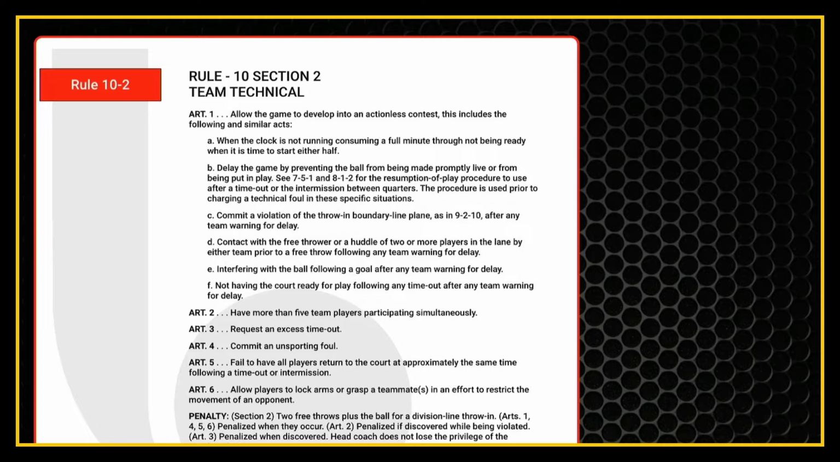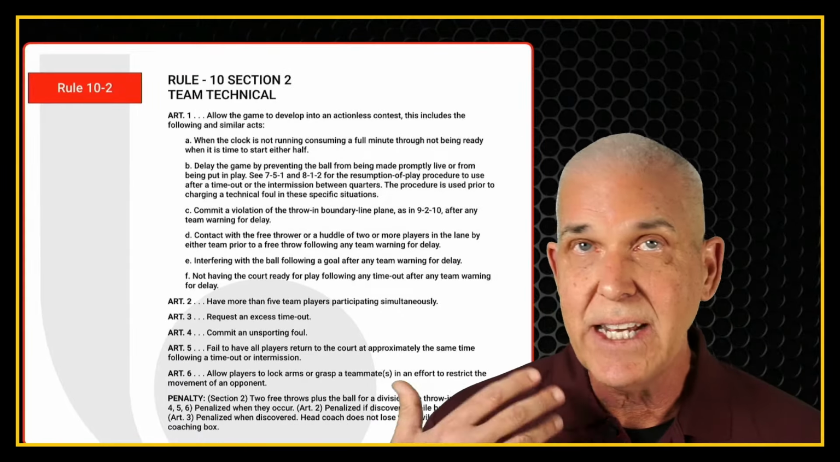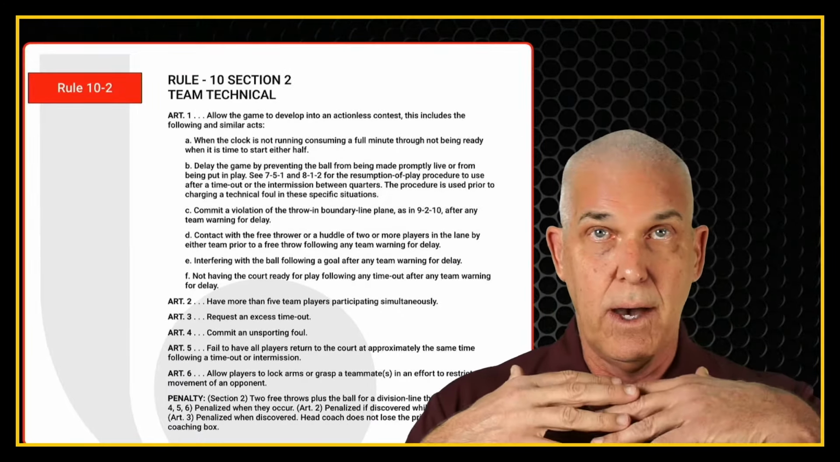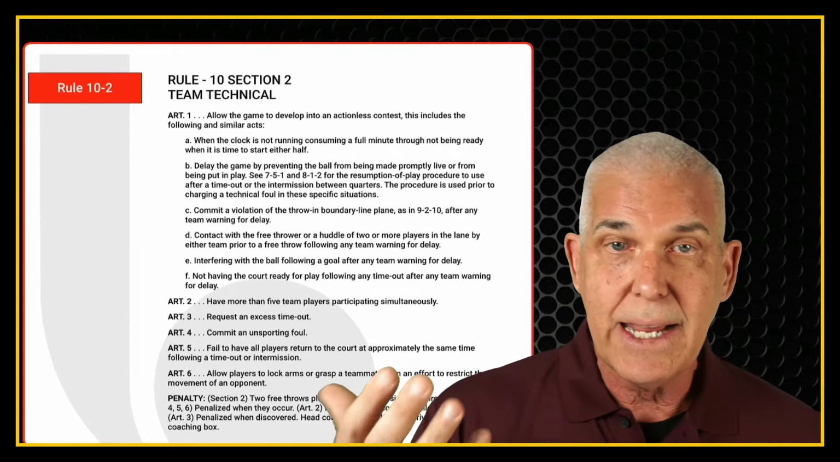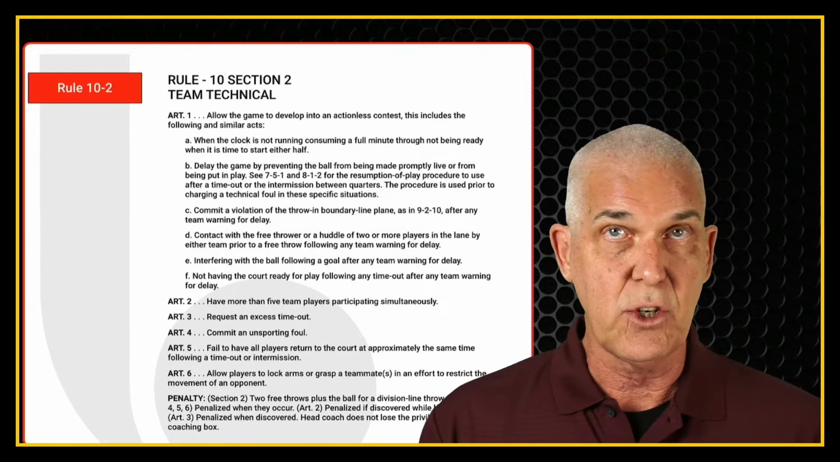Article 2, to have more than 5 team players participating simultaneously, 6 players on the court. Request an excess timeout. Commit an unsporting foul. Article 5, fail to have all players return to the court after a timeout or intermission. Allow players to lock arms or grasp teammates. Right, so we have the team technical fouls laid out in Rule 10, Section 2.